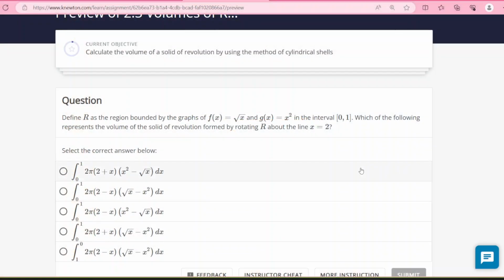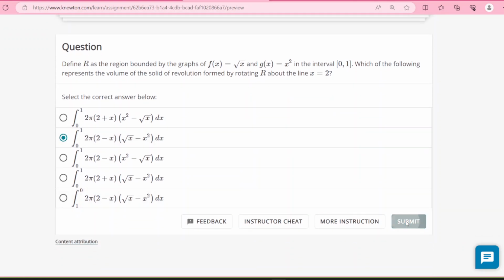So I'm going back here and just choosing the correct answer. It looks like the second choice from the top: 2 pi, and then 2 minus x was the radius, square root of x minus x squared was the height, dx the thickness, integral from 0 to 1. That should be it.